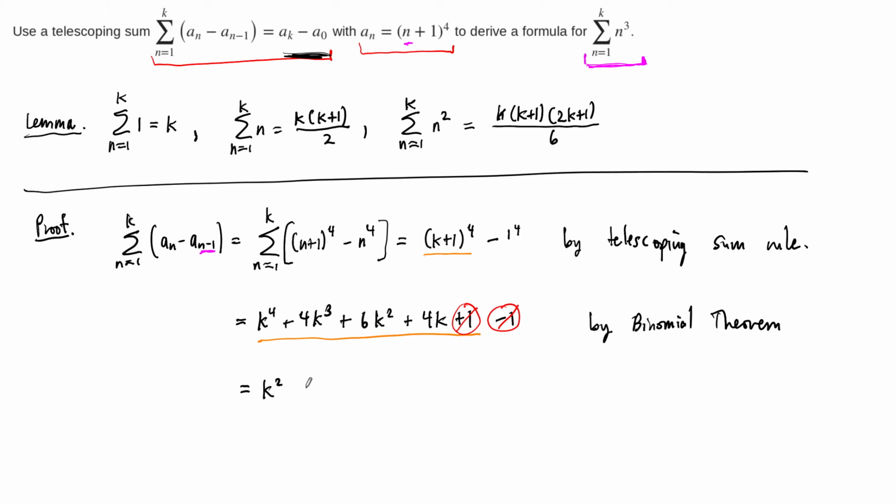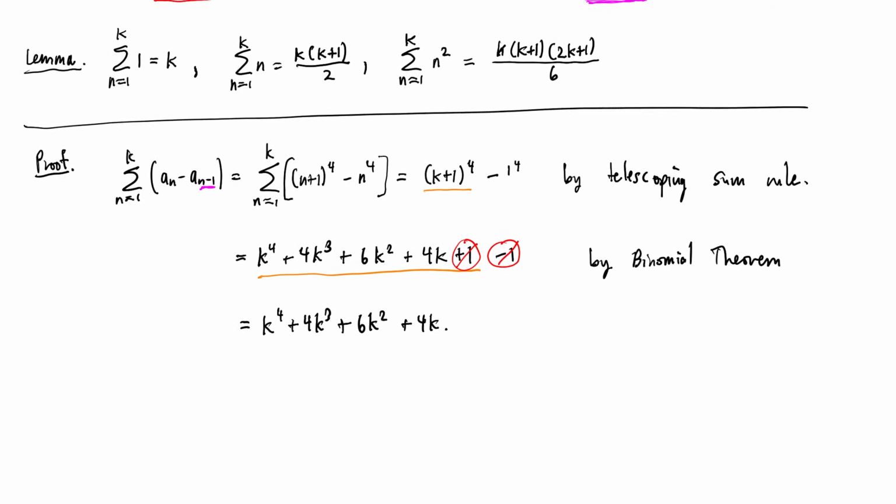And so what we're left with then is k to the fourth power plus 4k cubed plus 6k squared plus 4k. So on one hand, that is the sum of this series right here, (n plus 1) to the fourth power minus n to the fourth power, summed from 1 to k.